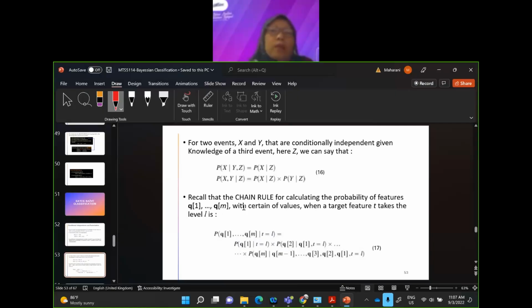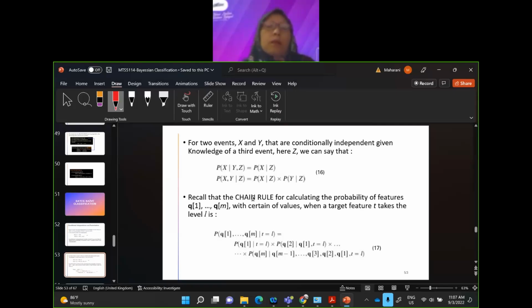Now for two events X and Y, they are conditionally independent given knowledge of the third event, let's say Z, then we can say this. So if we have three events, with two of them as conditions, the probability of X given Y comma Z equals the probability of X given Z. So they are the same. And then the second one, probability of X comma Y given Z equals this one.